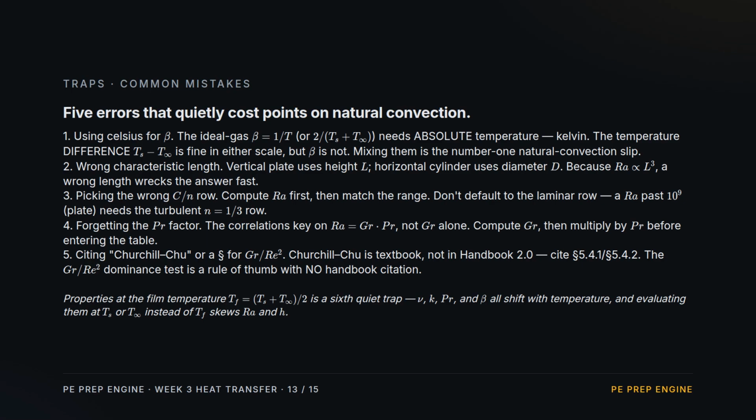3. Wrong C and n row. Compute Rayleigh first, then match the range. Don't default to laminar. 4. Forgetting the Prandtl factor. The correlations key on Rayleigh, Grashof times Prandtl, not Grashof alone. 5. Citing Churchill-Chu, which is textbook, not in Handbook 2.0. The Grashof over Reynolds squared test is a rule of thumb with no citation. A 6th, always evaluate properties at the film temperature.